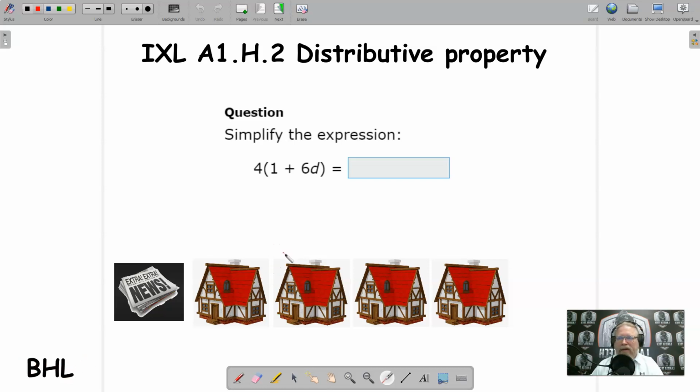Alright, distributive property. Exactly what is the distributive property? Well, we've been talking about properties of multiplication and addition, and we've done some properties. In this particular activity, we're looking just at the distributive property. So distributive property, what is it?